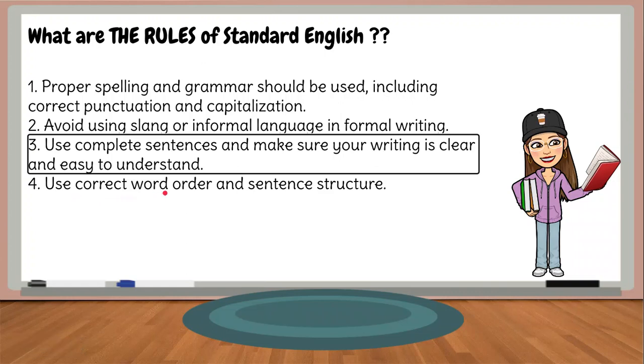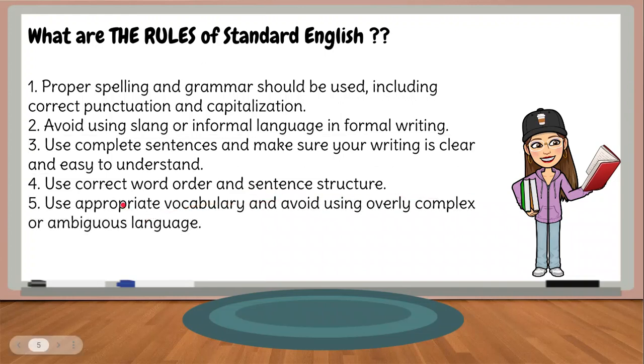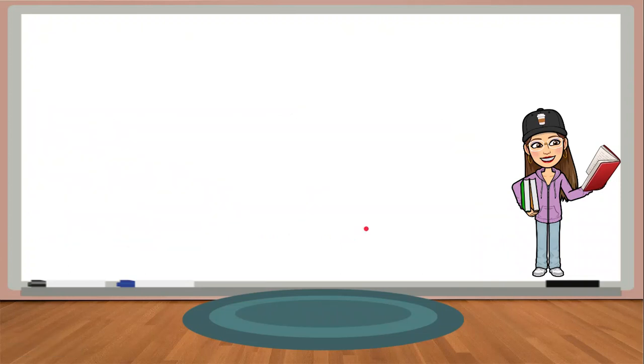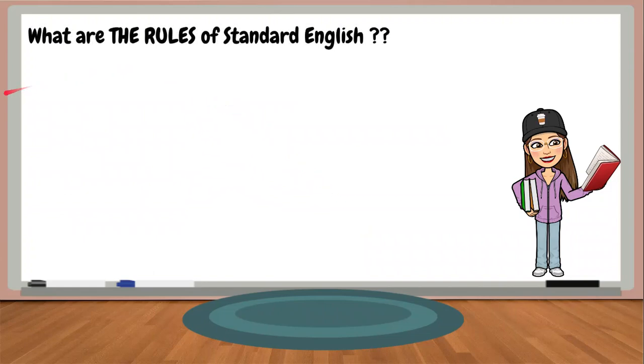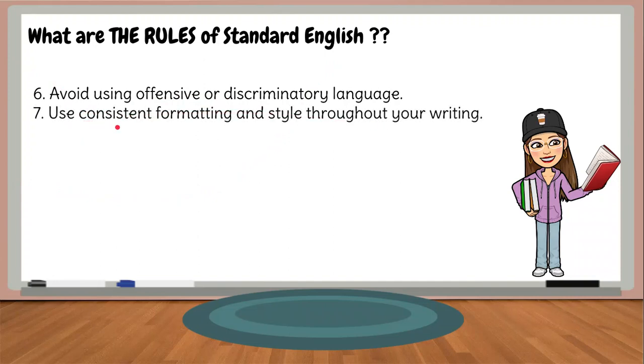Fourth, use correct words and order and sentence structure. Fifth, use appropriate vocabulary and avoid using overly complex or ambiguous language. Sixth, avoid using offensive or discriminatory language. Seventh, use consistent formatting and style throughout your writing.